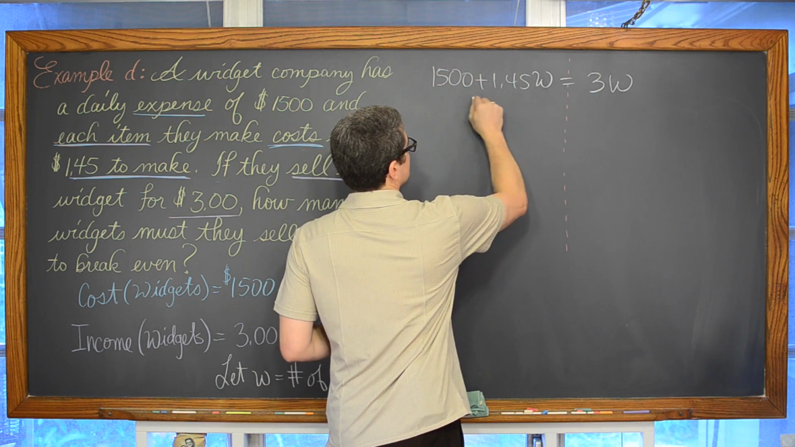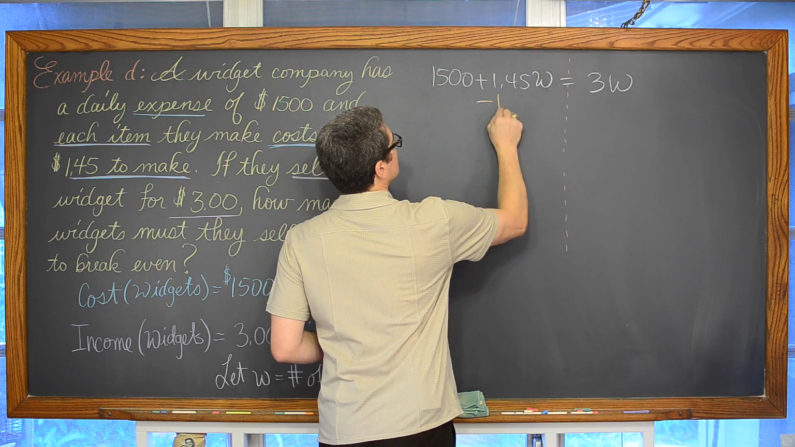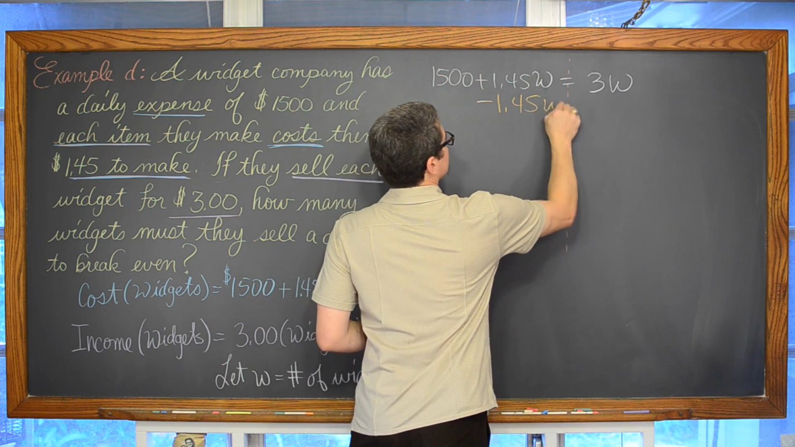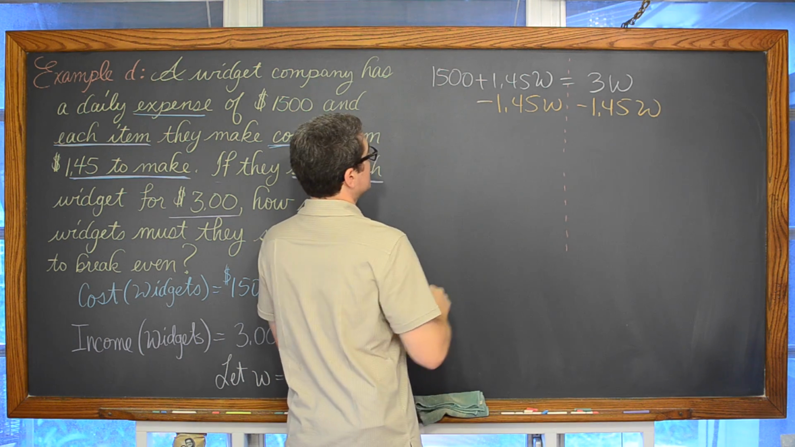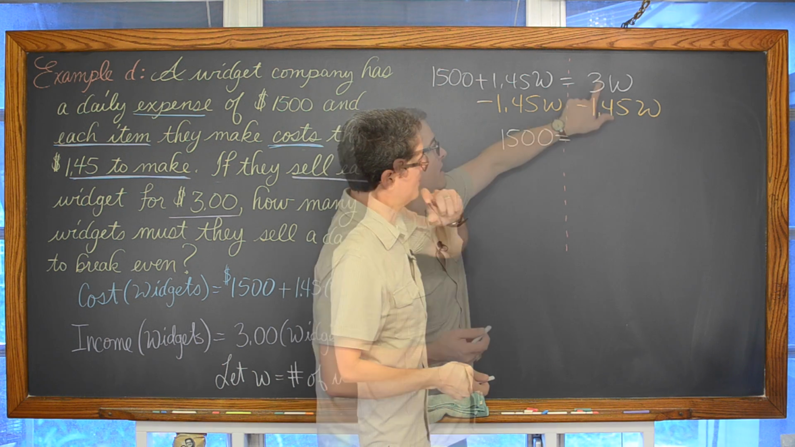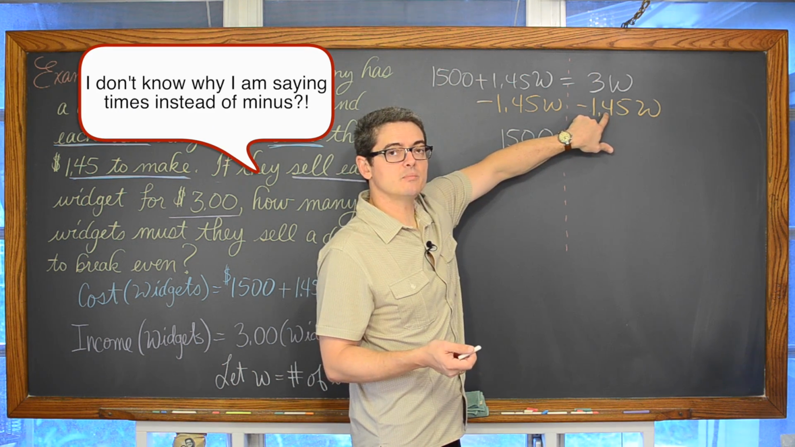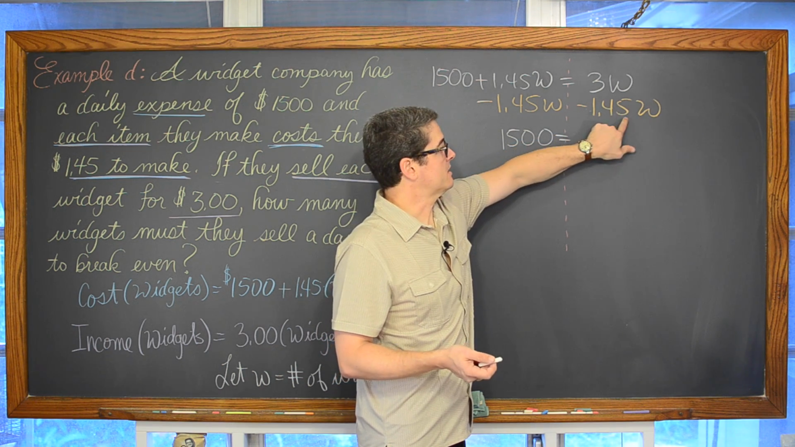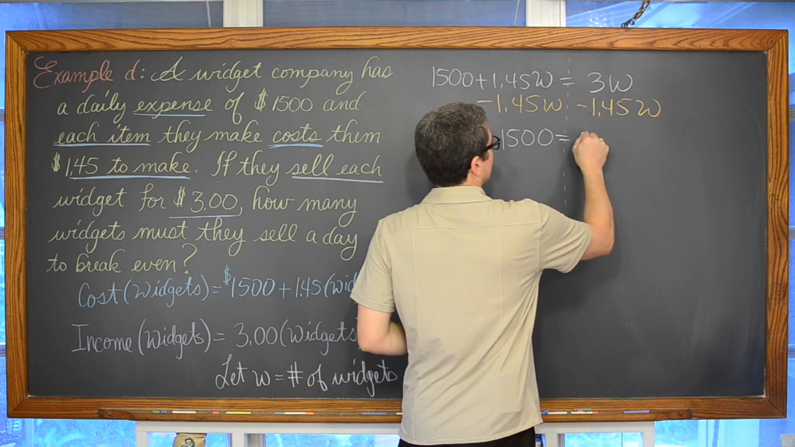So we're going to subtract 1.45W from both sides, and we're going to get 1,500 is equal to, now let's see here, $3 minus $1 is $2, $2 minus 40 cents is going to be $1.60, and then $1.60 minus 5 cents is $1.55, or $1.55W.